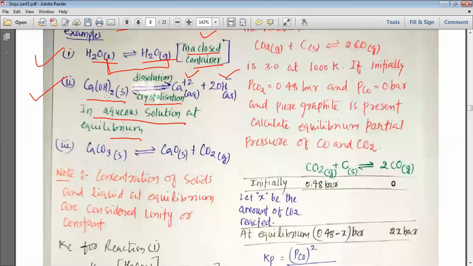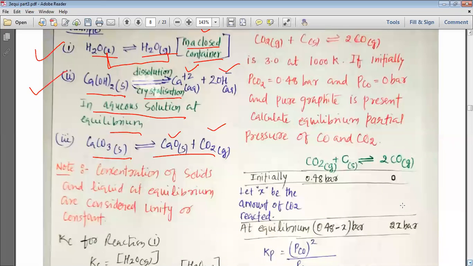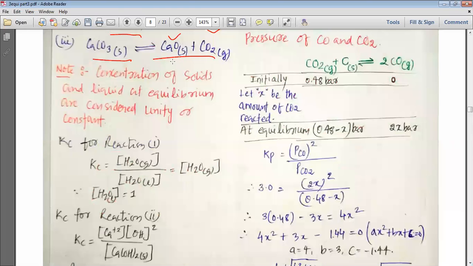Here also you can see that we have a solid phase as well as an aqueous phase, and thus we can say it's a heterogeneous equilibrium. Same way, if you look into the decomposition of CaCO3, we get calcium oxide solid and carbon dioxide gas. So both the solid and gaseous phases are available here, and that is why such equilibrium is known as heterogeneous equilibrium.